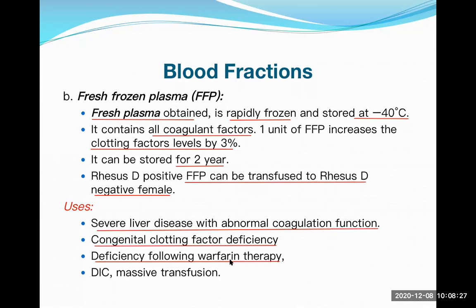But remember that vitamin K will be utilized by the liver to form active clotting factors. If the liver itself is damaged, then that action cannot be done properly. So during that time, we can go for fresh frozen plasma. In case of DIC and massive transfusion also, we can give fresh frozen plasma, because of a lack of those clotting factors.